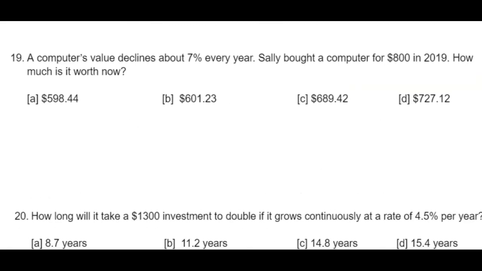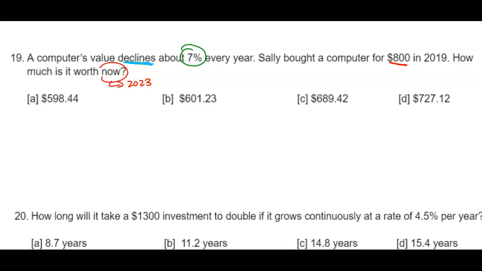19 is just a standard decay question. It says a computer's value declines. That's what tells me it's decay. It's going down 7% every year. So we're decreasing 7%. The initial value of the computer she bought is $800 in 2019. How much is it worth now? We're going to assume now is 2023.